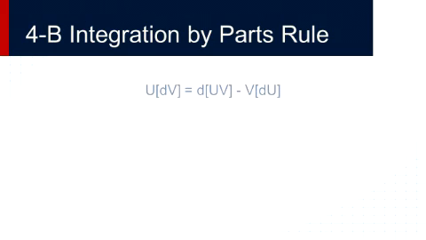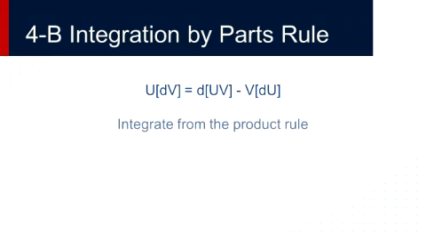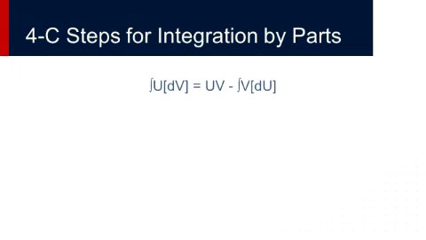And now all we have to do to get our integration by parts rule is just take the integration from the product rule. And so then we get the integral u times dv is equal to uv minus integral v du. And so now that we have the integration by parts rule, let's apply it. Let's figure out the steps to actually integrate.